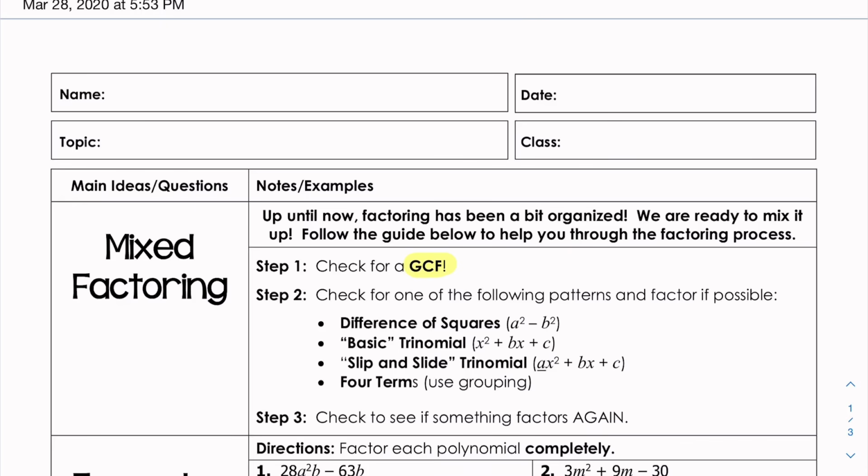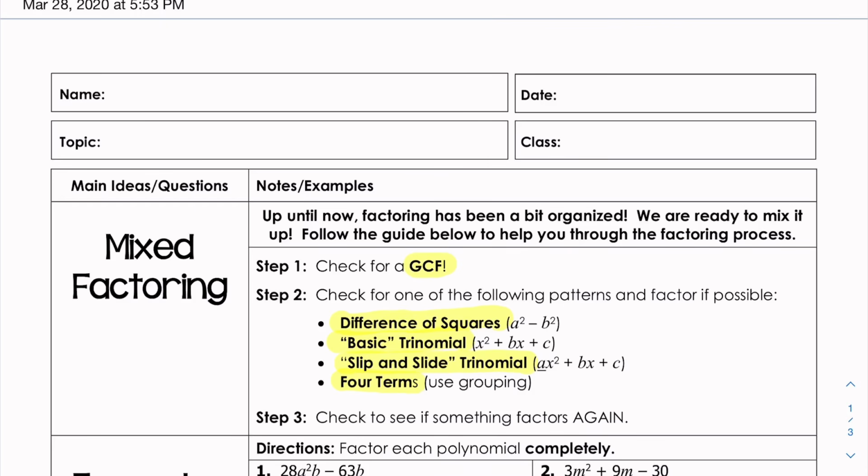So after we've looked for that GCF, we want to see, is it a difference of squares? Do we have something squared minus something squared? Do we have a basic trinomial, which is x squared plus bx plus c? Do we have a slip and slide trinomial, where we have a leading coefficient, ax squared plus bx plus c? Or do we maybe have four terms? So we want to look for one of these special types of problems.